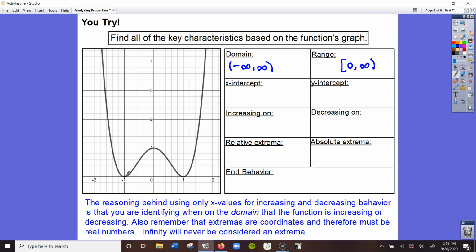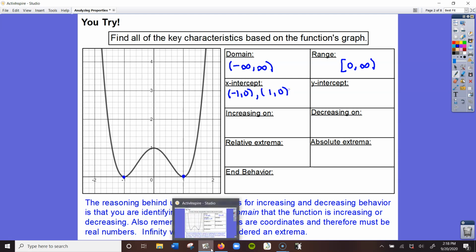My x-intercepts are right here where it touches your x-axis, and these are (-1, 0) and (1, 0). Now again, your function can have many x-intercepts. It could have only one x-intercept. It could have no x-intercept. It doesn't matter. But every function will have exactly one y-intercept. And in this case, that one y-intercept is at the point (0, 1).